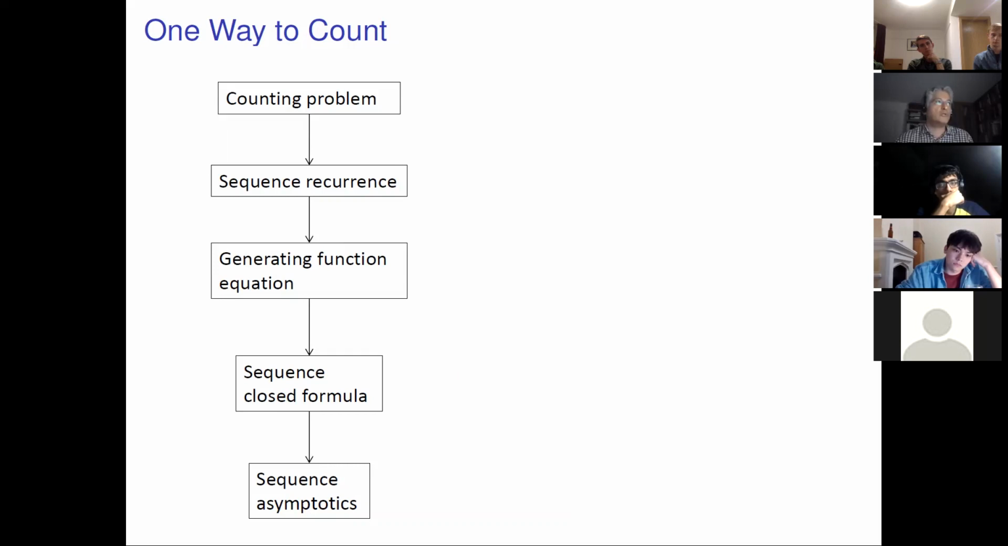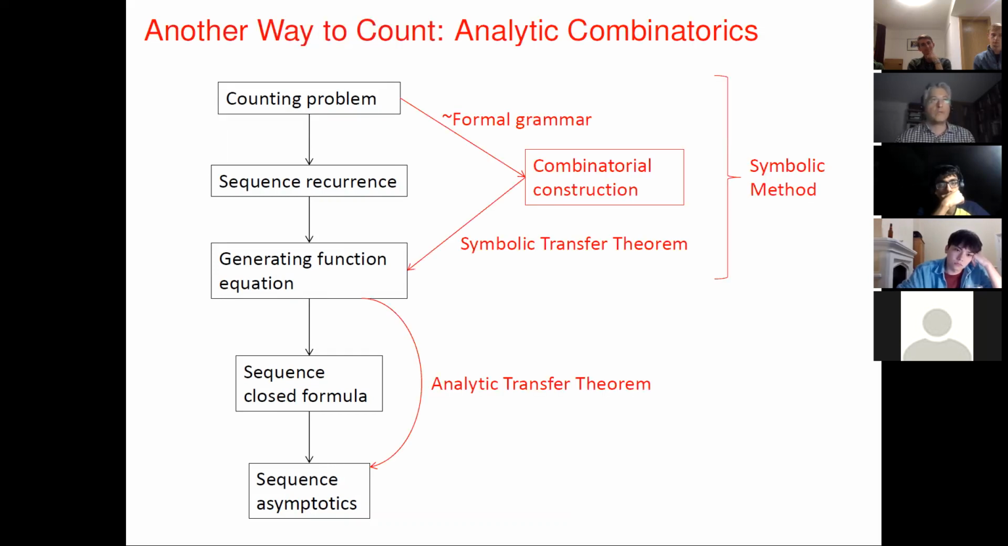And now I'm going to show you another one, which splits in two parts: the symbolic and the analytic. You will see that in the symbolic part, we're going to define a combinatorial construction following what in formal languages is like a formal grammar.